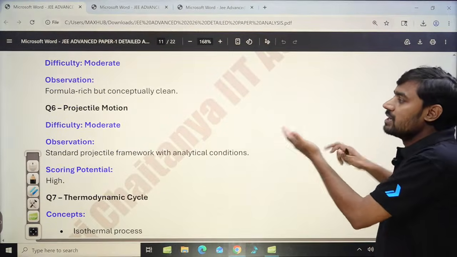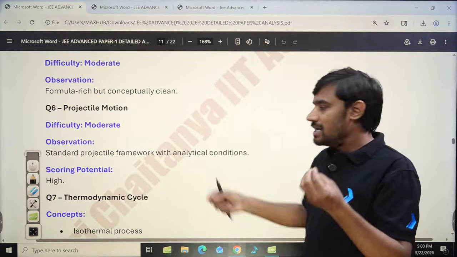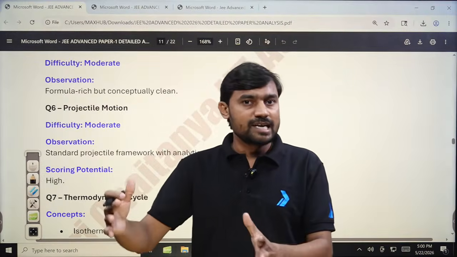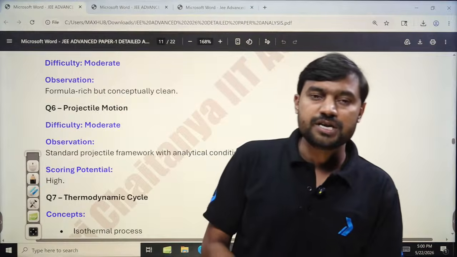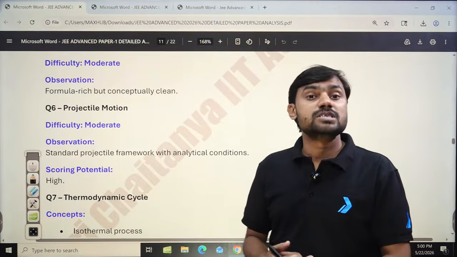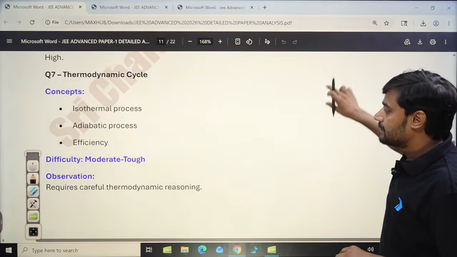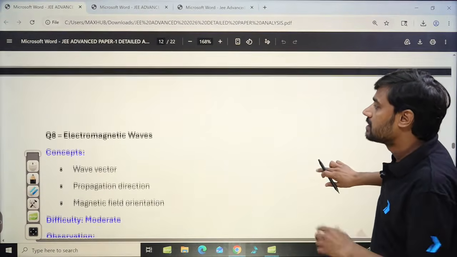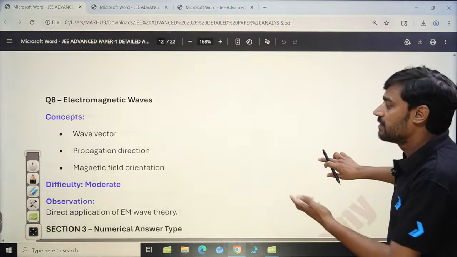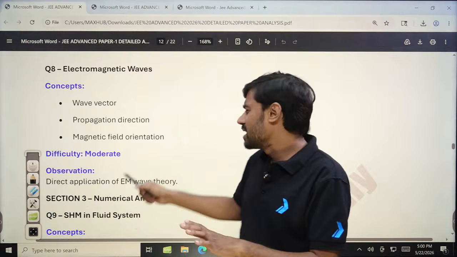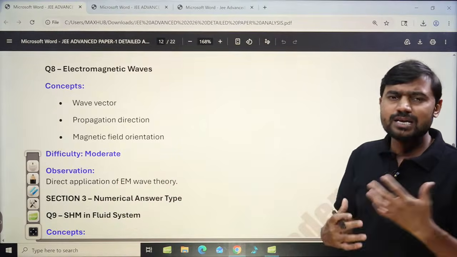Projectile motion content, a moderate question. It requires just the equation of trajectory, y equals x tan theta minus g x square by 2 u square cos square theta. But there was some calculation in this also, right? And here is an electromagnetic wave question, wave vector propagation. Again, this was moderate, but yes, you can do it within time, right?